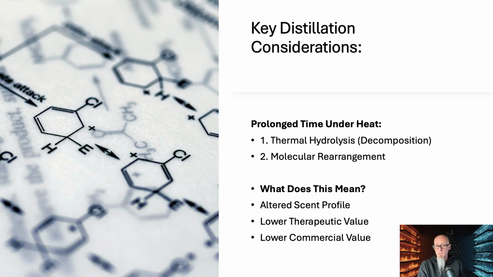Okay, molecular rearrangement. So the heat breaks down the compound and triggers carbocation rearrangements. This chemical shuffling permanently converts some of your aromatic linalyl acetate into other monoterpenes. This can include things like geraniol, nerol, myrcene, and ocimene. Some of those can be useful in certain types of products, but for what we're trying to do, it's not useful.